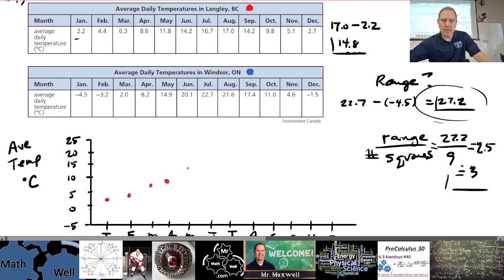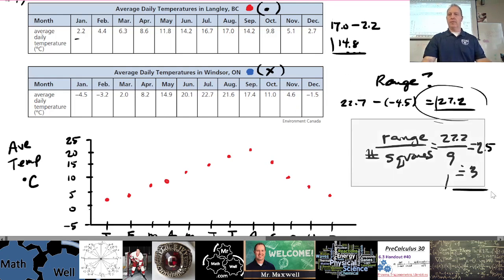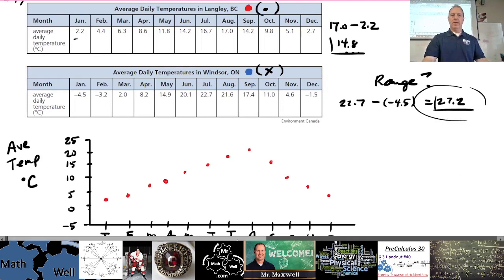May is 11.8. June, 14.2. And so on. So just go ahead and finish putting the dots on there for both cities, okay? Okay, this is what Langley kind of should look like. If you don't have 2 different colors, use a dot and an X maybe, okay? Then we'll have to connect these with straight lines, and then we'll do Windsor on here as well. Okay, so go ahead and take a moment to finish that up.